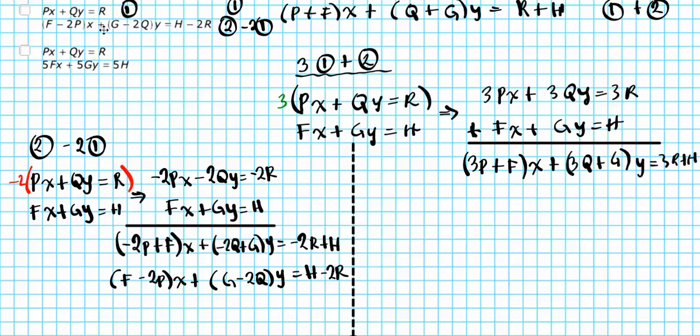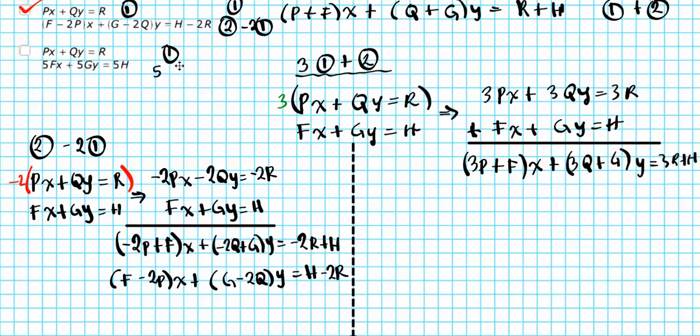F minus 2p times x plus g minus 2q times y equals, oh, excellent. So this is actually correct. So we have equation 1 and a linear combination of equation 2 minus equation 1. So this is an equivalent system right here. Now let's take a look at the next one. This one is not too bad. Option 1. The first equation is clearly equation 1.